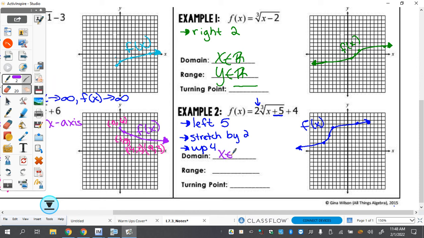So our domain doesn't change. Range doesn't change. Still no turning point, because we don't switch from increasing to decreasing. Now, of course, yes, you could still use your calculator, get some points that way, but transformations are supposed to help you make it go faster.